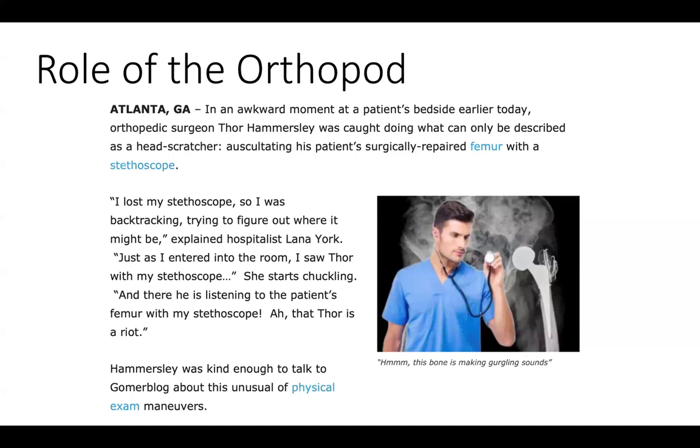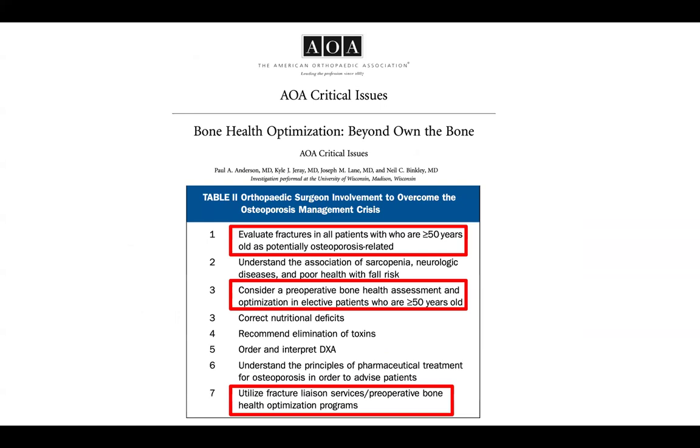So if we're going to keep up, Dr. Sahabian is going to have to develop a whole second hip fracture protocol. So maybe there's something that we can do to stop this. The AOA has basically come up with these suggestions for orthopedic surgeons to help overcome osteoporosis in the community. And I highlighted a few here that I think are easy for all of us to implement in our practice. So anyone over the age of 50 with a fracture should be evaluated as potentially osteoporosis related.